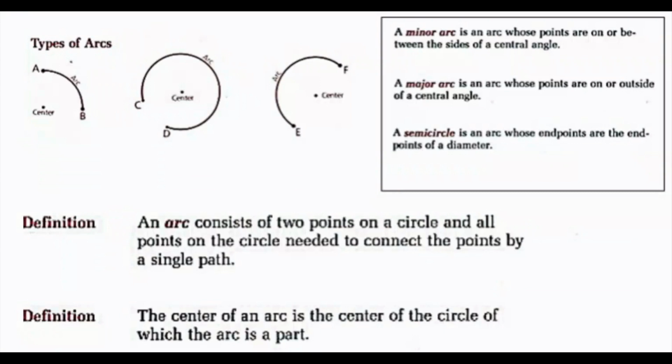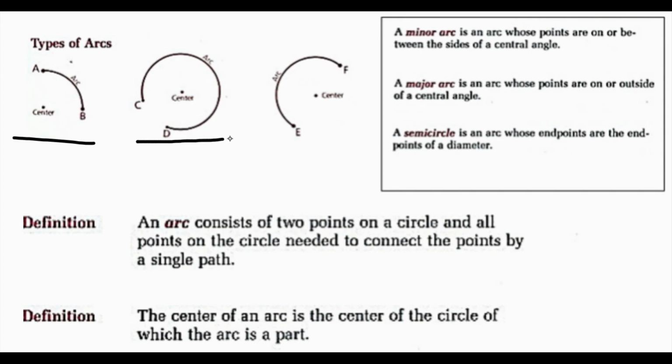So an arc consists of 2 points in a circle and all the points on the circle that are needed to connect the points by a single path. So up above we have 3 different types of arcs. The first type is a minor arc. Minor arcs are points on or between the sides of the central angle, so essentially less than 180 degrees.